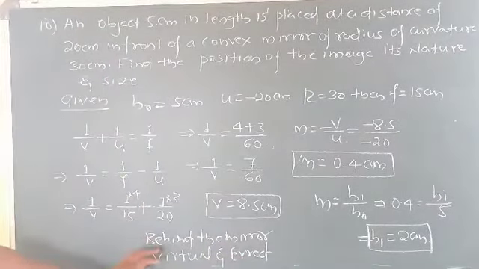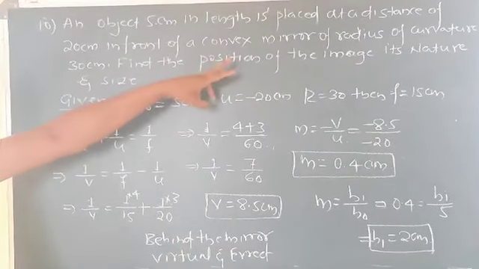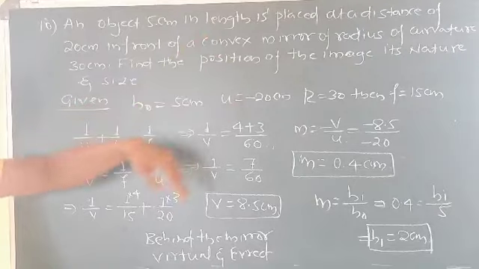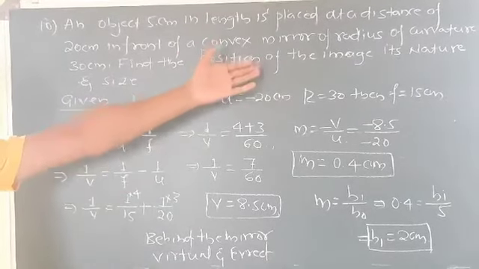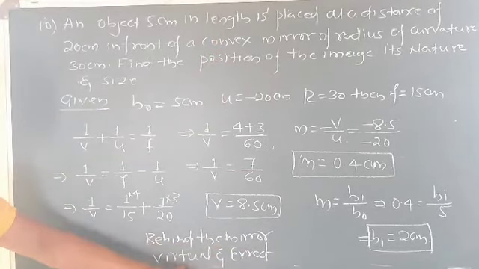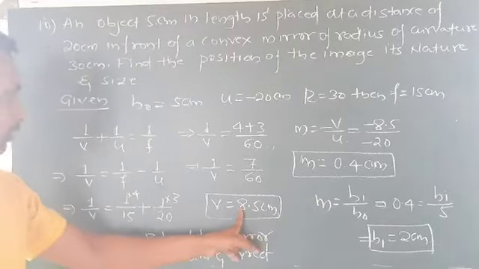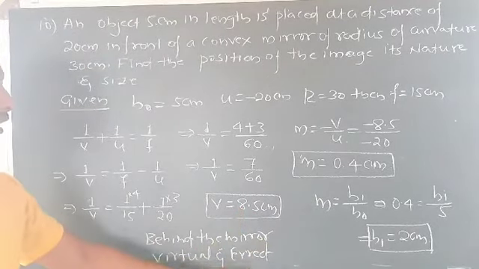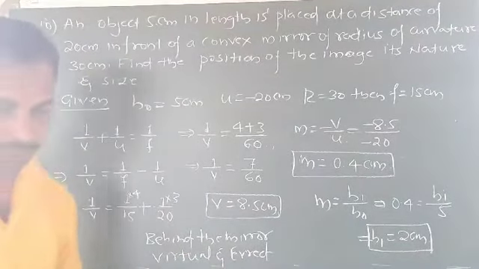This is very simple, so I hope you understood. Here a convex mirror is given. Convex mirror means the images will be formed behind the mirror itself, and the image is positive, virtual and erect, and the size is 2 centimeter. I hope you understood.